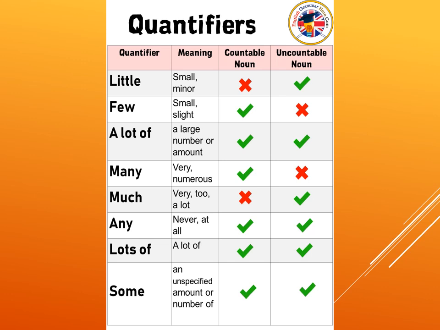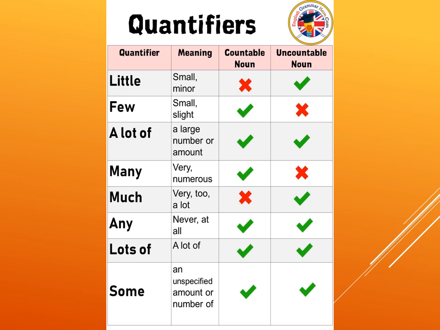This chart shows where you use these quantifiers with countable nouns or uncountable nouns. Little is used with uncountable nouns. You cannot use it with countable nouns. We have seen this in the earlier slides also, isn't it? The quantifier few is used with countable nouns. It doesn't go with uncountable nouns. A lot of, this phrase as a quantifier, can be used with both countables and uncountables. It means a large number of, a large amount of. Number means countable, amount means we are referring to uncountables.